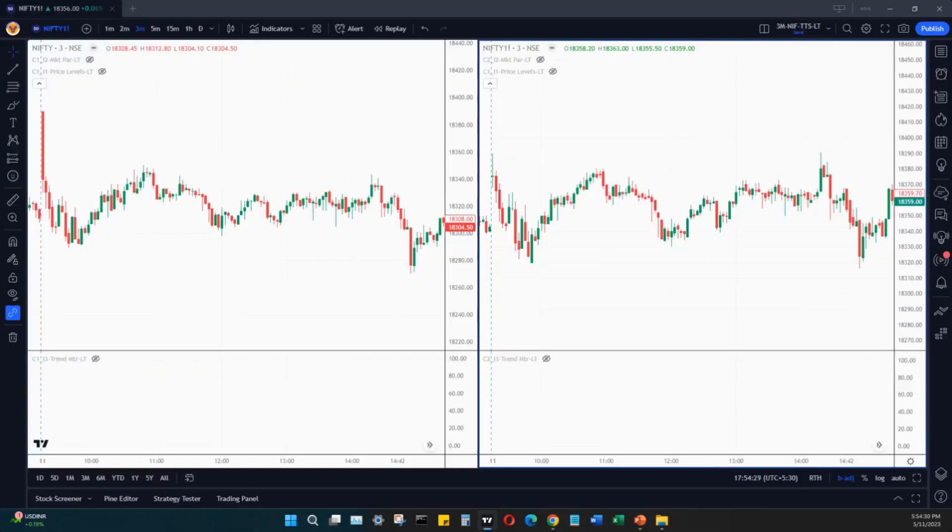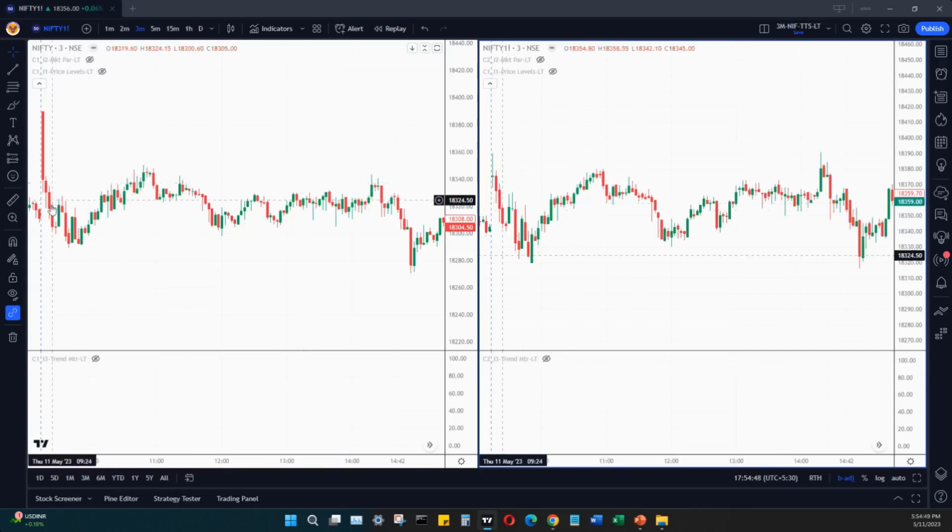Great. You're looking at the two-view chart in the TradingView platform. So you see the Nifty spot chart on the left, Nifty futures chart on the right. Both these charts are set to a 3-minute time frame. So before we bring the three custom indicators on, let's have a quick look at the price action for today.